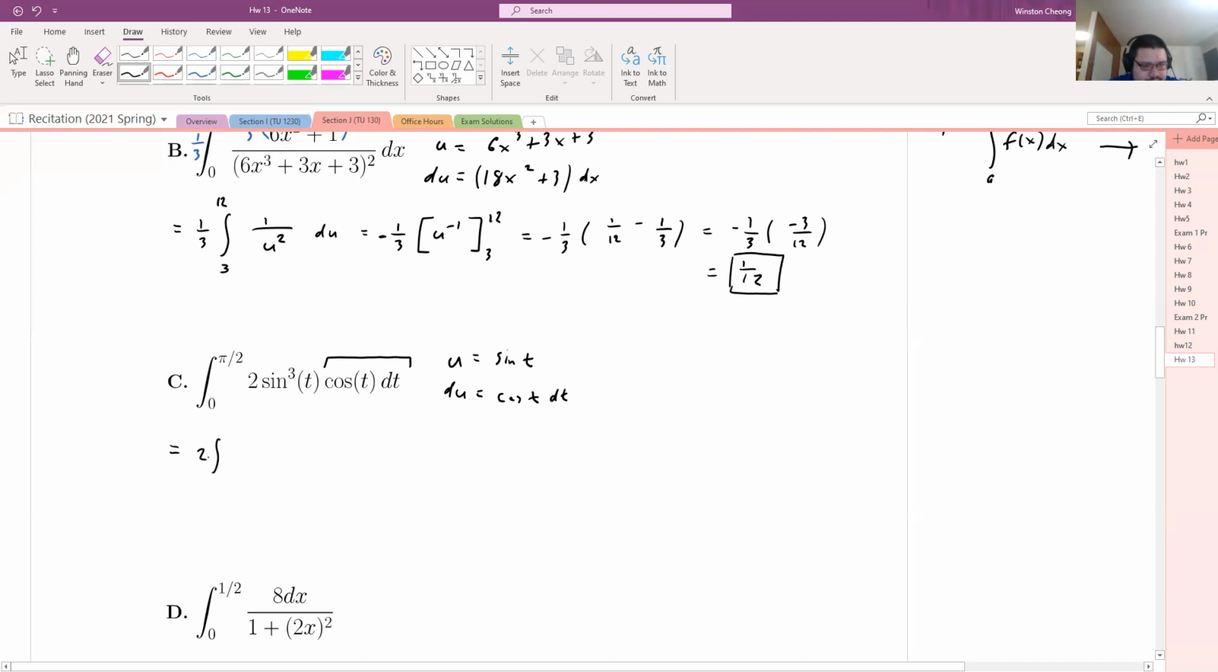And I can pretty much pull the 2 out. And sine cubed becomes u cubed. And the stuff at the end becomes du. And then we can figure out what the limits are. Sine of 0 is 0. Sine of pi over 2 is 1. And we can just integrate this. So this will be 2u to the 4 over 4. Simplifying, u to the 4 over 4 times 2 is just going to be u to the 4 over 2. Evaluate from 0 to 1. And so that's going to be just 1/2.